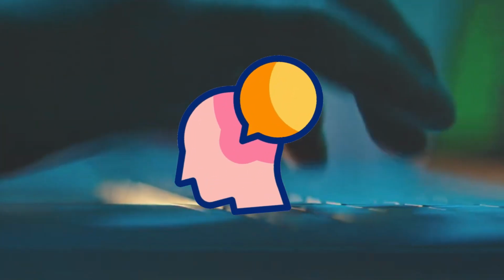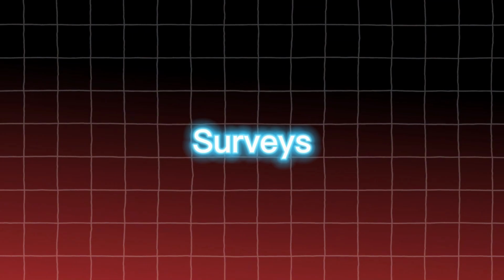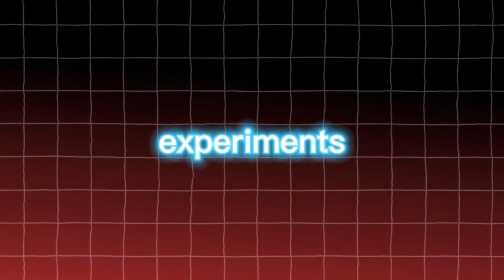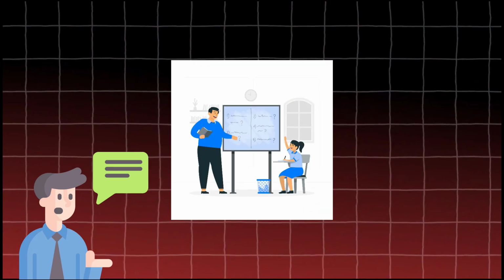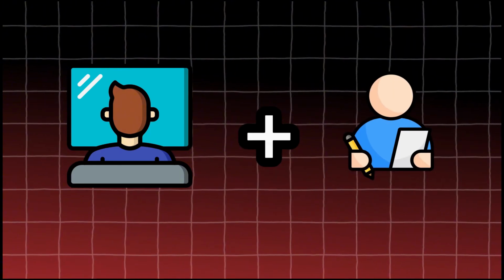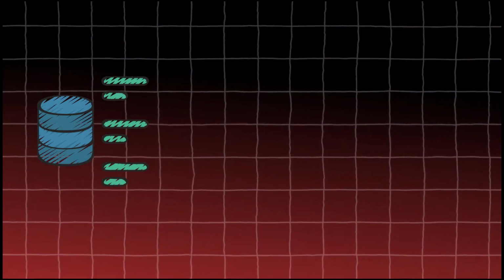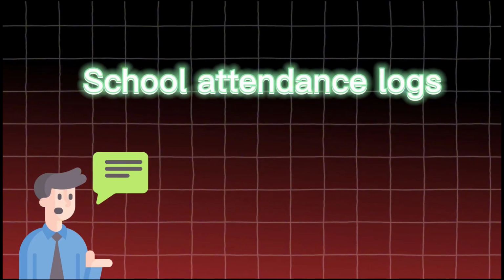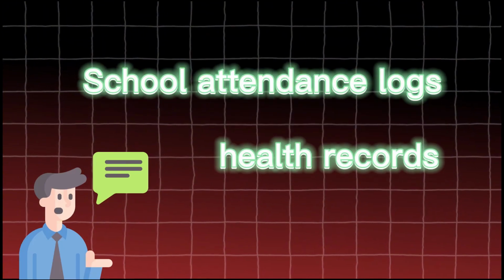That's statistics. But how do we actually collect data? Here are a few common methods. Surveys, asking people questions, like through forms or polls. Experiments, setting up a situation to measure how things respond, like testing a new teaching method. Observations, simply watching and recording what happens, like counting how many students use the library each day. Existing records, using data that has already been collected, like school attendance logs or health records.